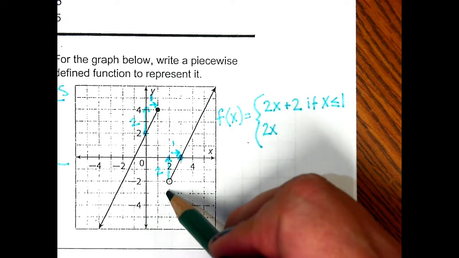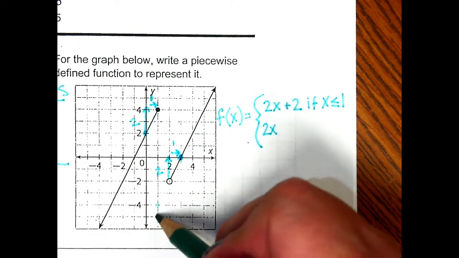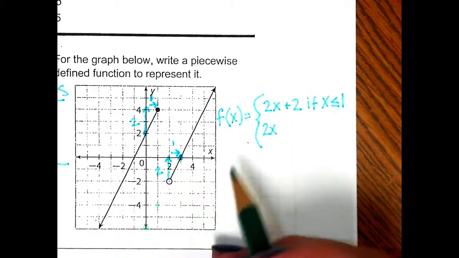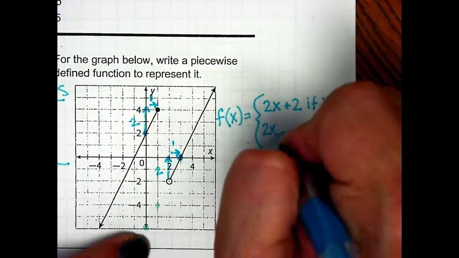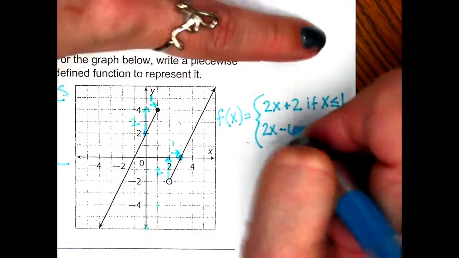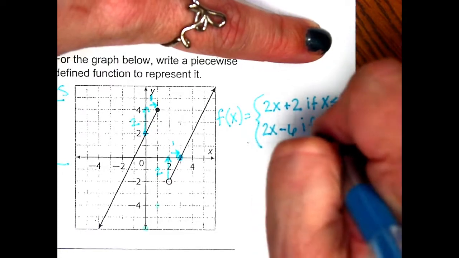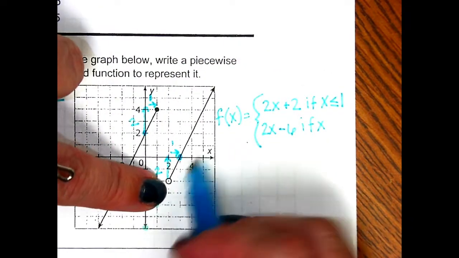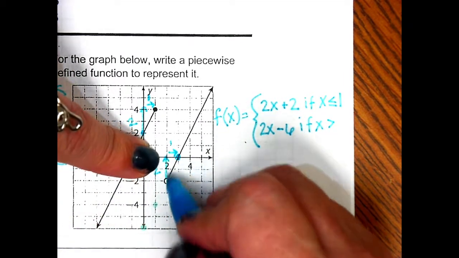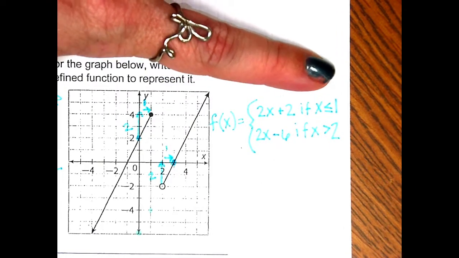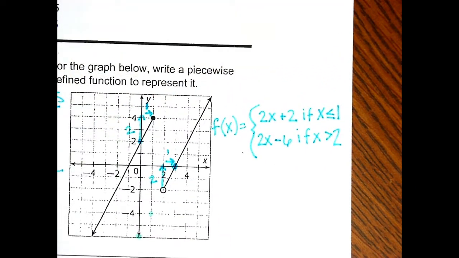So this will go down 2, left 1, excuse me, down to the left 1. And right there would be my y-intercept, so that's negative 6. So it's 2x minus 6. And then we're going to say if x is, and we're using only the values to the right, so x has to be greater than 2 on the x-axis. Okay. So it's the same as writing the equation of a line that we've done in the past. You just have to add the restriction on it.